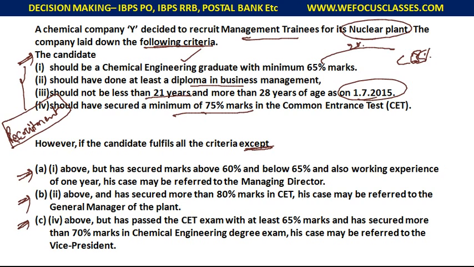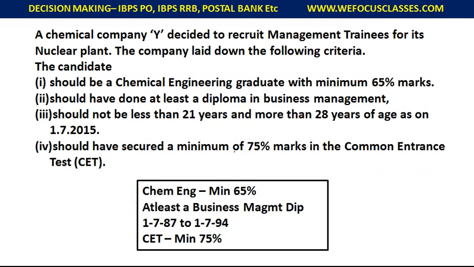Now we discuss these conditions and these exceptions separately. So we also try to know the meaning of what an exception is. Here are the conditions, friends. Company Y is recruiting. What is it recruiting? Management trainees. And for what? For a nuclear plant. The company laid down the following criteria. So here the criteria are given. How many conditions are given? 4 conditions are given for us.